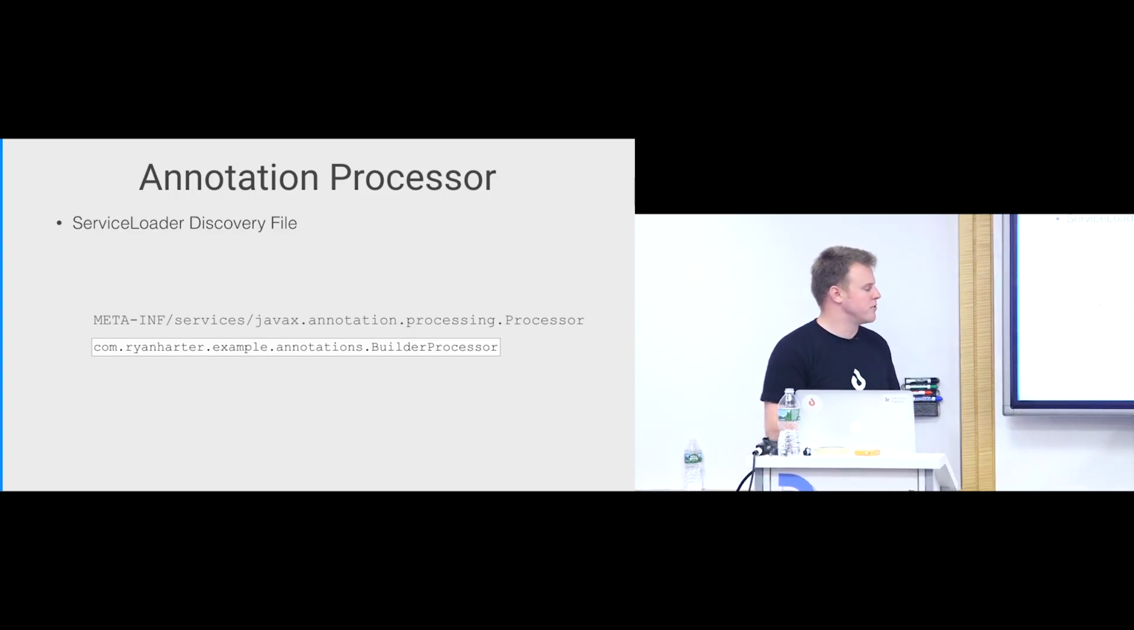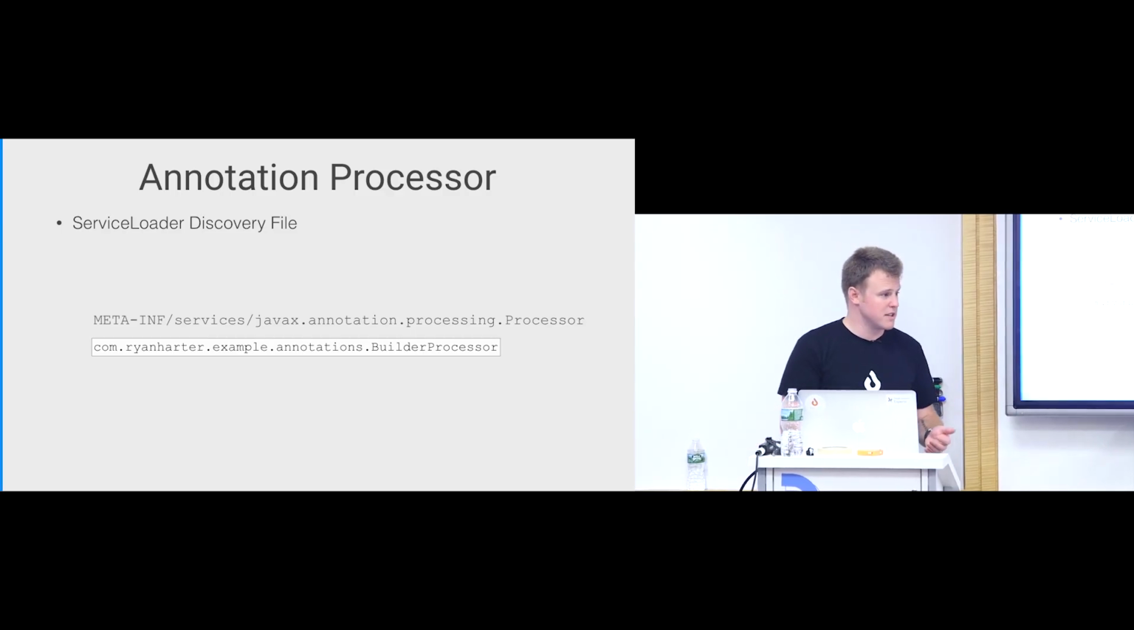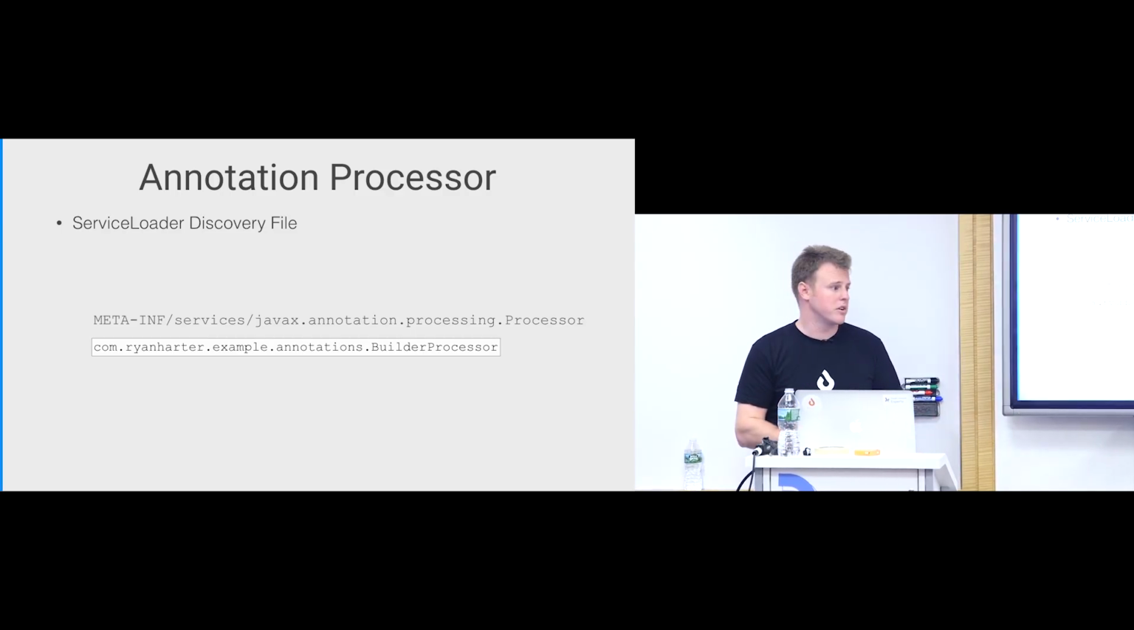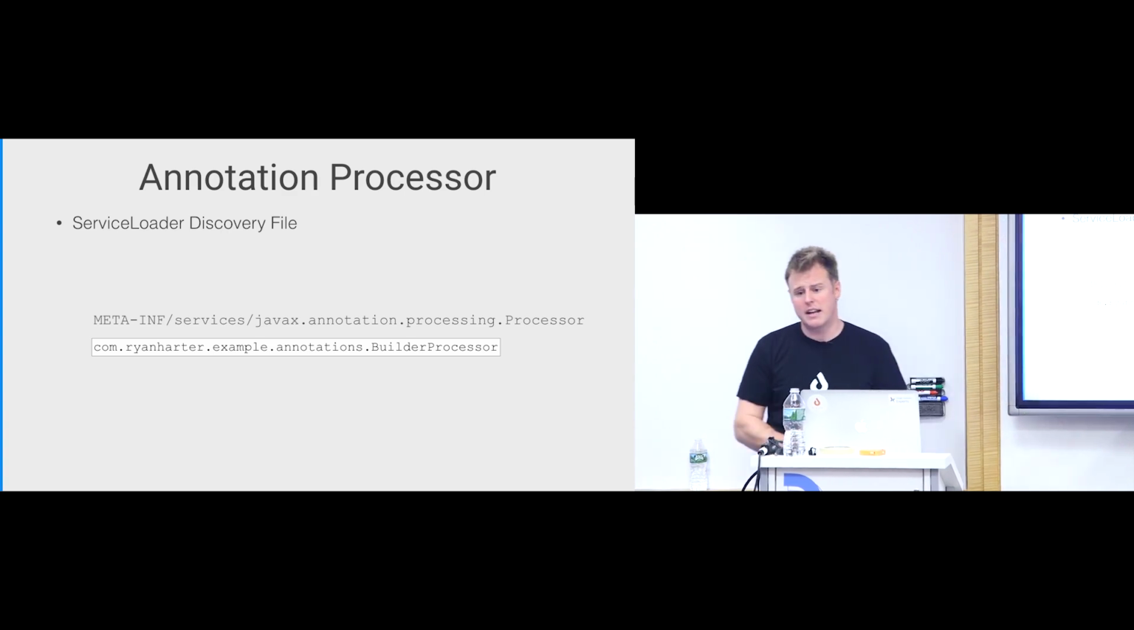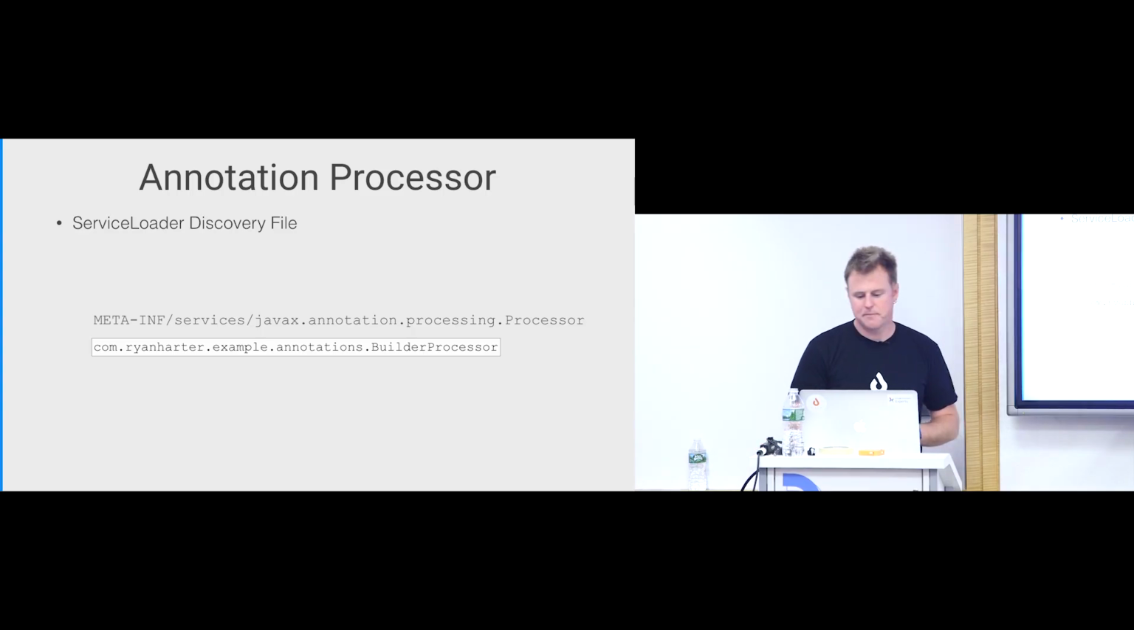This is really powerful because what this means is that if you want to include an annotation processor in your code, something like Dagger, Butter Knife, Auto Value, anything like that, you don't actually have to write any code. All you have to do is have the annotation processor present in your dependencies, and it'll automatically be discovered.